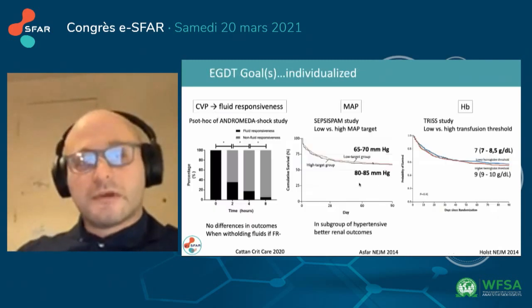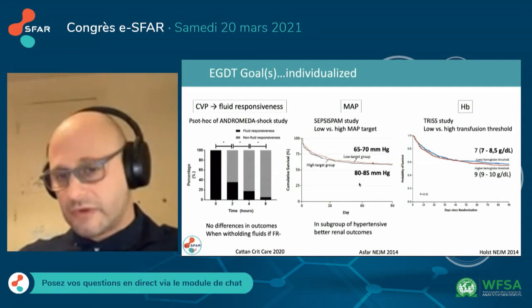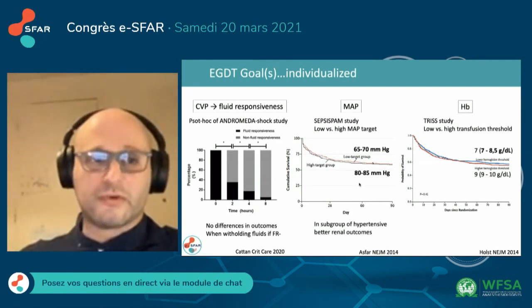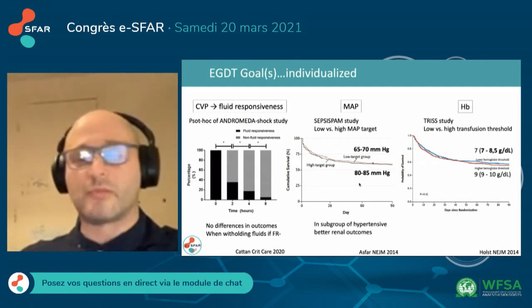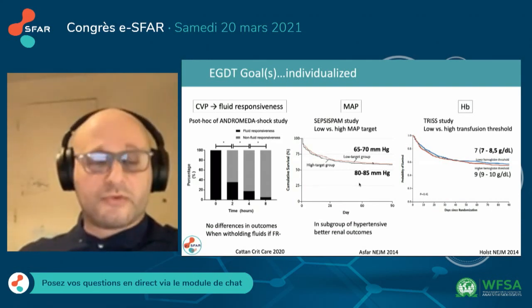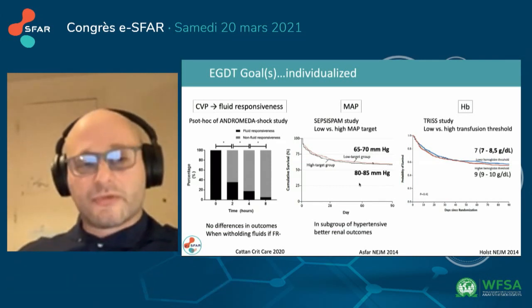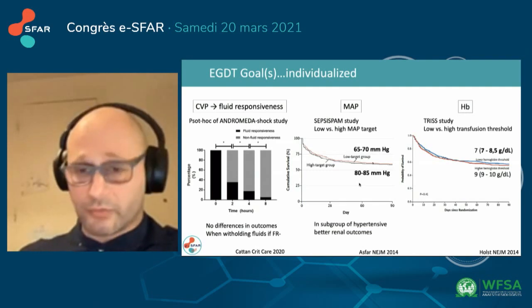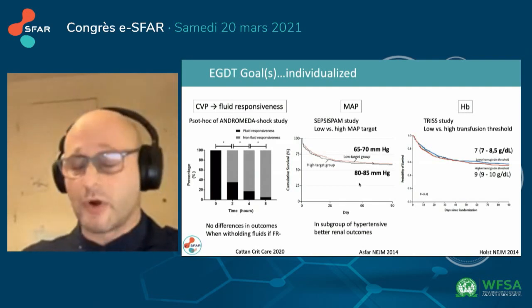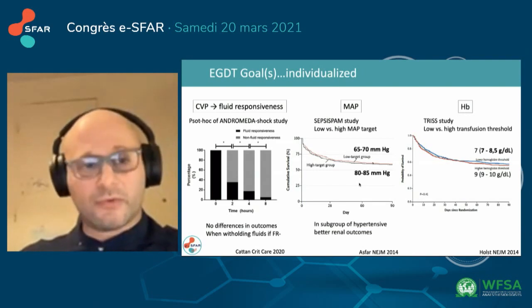So when we look at EGDT goals, there may be room for individualization of these goals. First of all, CVP has over the years been replaced by fluid responsiveness. If you look at a recent post hoc study of the ANDROMEDA-SHOCK study, we'll get back to that, this is just looking at septic shock patients, the subgroup of patients who were fluid responsive after also receiving 2 liters of fluids pre-randomization.